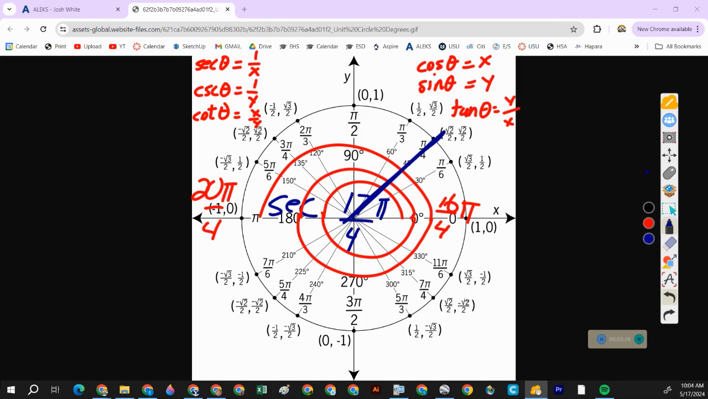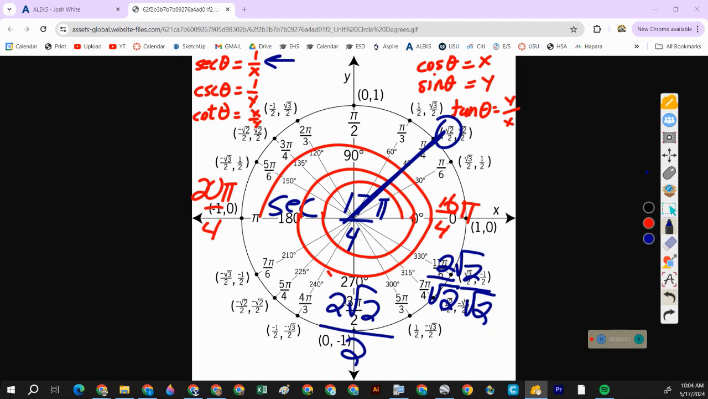Okay? And secant is the reciprocal of x. So I just take the x and I flip it upside down. So root 2 over 2 upside down is going to be 2 over root 2. But I'm not allowed to leave it in that form. So I multiply by root 2 over root 2. The top becomes 2 root 2, and the bottom just becomes 2, and those 2's cancel. So the answer is root 2.